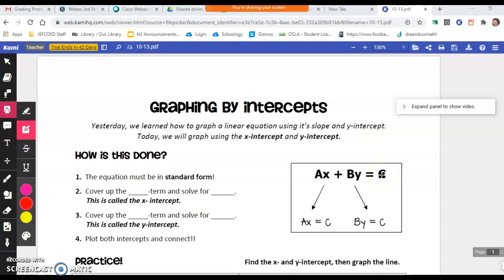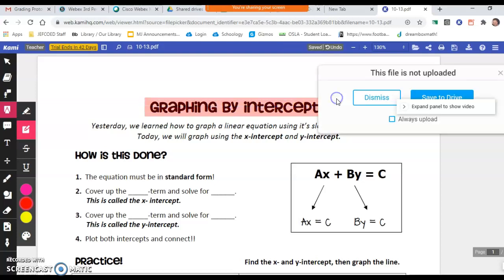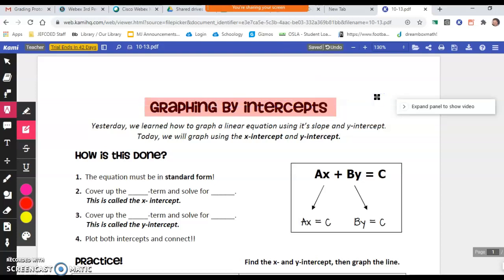Yesterday, we looked at writing linear equations from a graph. Today we're going to be graphing equations just a little bit differently. We're going to graph them by their intercepts. So far we've dealt with y-intercepts. We're going to start talking a little bit today about the x-intercepts as well. It's the same thing as the y, except it's just where it crosses the x-axis.